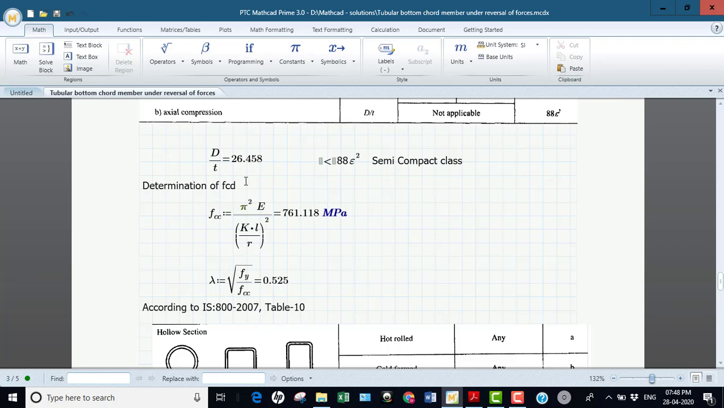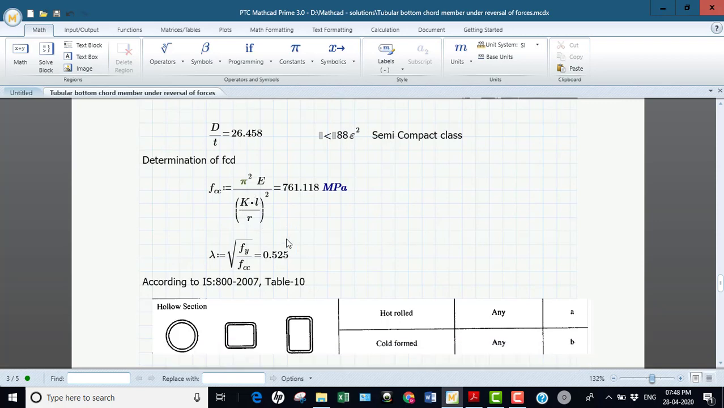Then if it is semi-compact, we go for the calculation of the design compressive stress of this particular tube section. To calculate that, we have to calculate the fcc, where fcc is pi squared E by the KL by r the whole square. Because you know your K, your L and your r, and Young's modulus is also known, you calculate your fcc. Then if you substitute it here, you will get the non-dimensional slenderness ratio as 0.525.